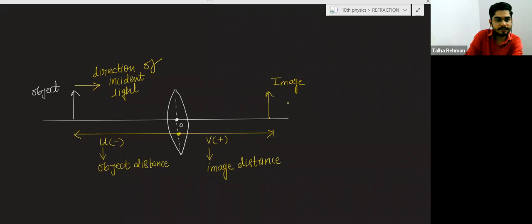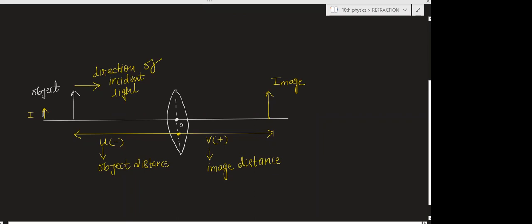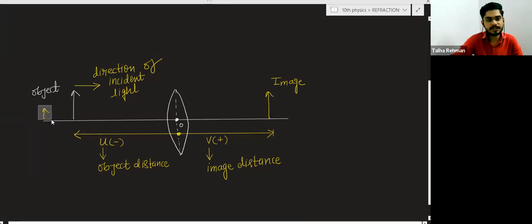Suppose, Azaan, your image is here. This is your image this time. So will you take positive image distance or negative image distance if your image is here? Sir, negative. Very good. You can easily solve the numericals if you know these things.